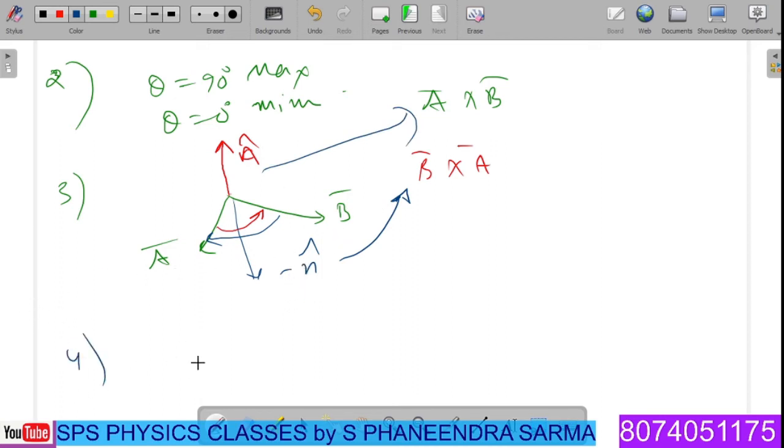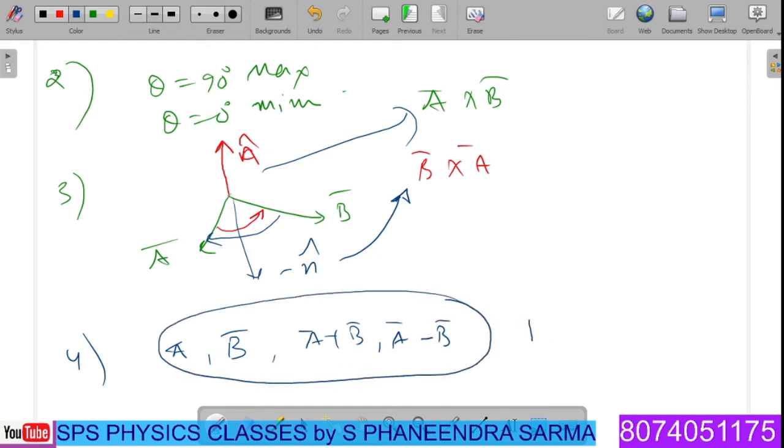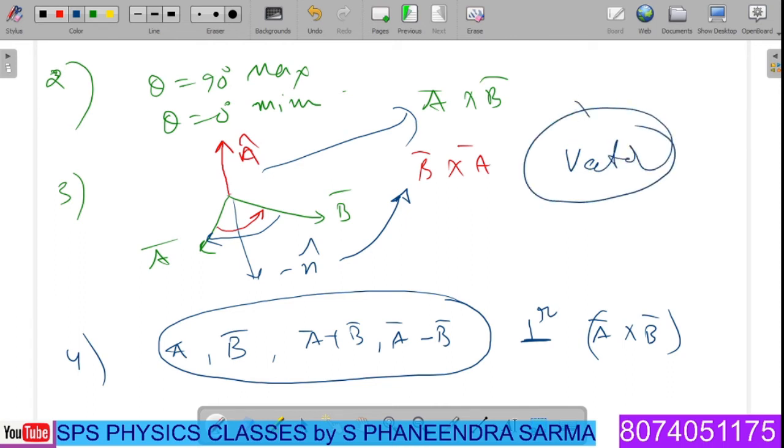And the fourth important instruction: a bar, b bar, a bar plus b bar, a bar minus b bar, all these four resultant vectors and individual vectors are always perpendicular to a bar cross b bar, because all these vectors lie in the same plane, whereas the a bar cross b bar resultant lies in a perpendicular plane. Therefore, these are perpendicular to this particular value. And the resultant one is always a vector quantity. Please remember, the final resultant is always a vector quantity.